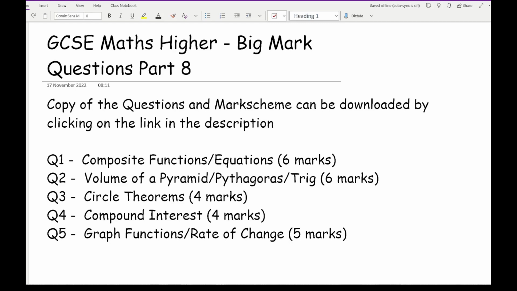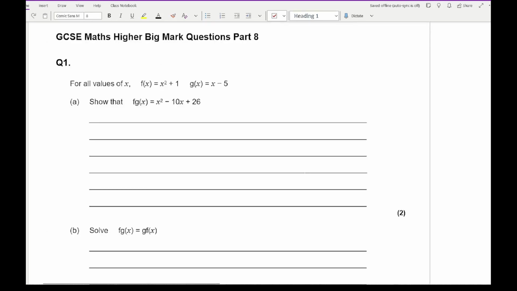So question 1, it's very common for composite functions and equations to be merged into one topic, and you can see there that it's a big 6 mark question. Volumes and pyramids is usually and commonly linked with Pythagoras and trig. Circle theorems is a standalone topic. Compound interest, again, another standalone topic that's worth a lot of marks. And graph functions and rate of change usually come hand in hand. So let's get started on question 1.